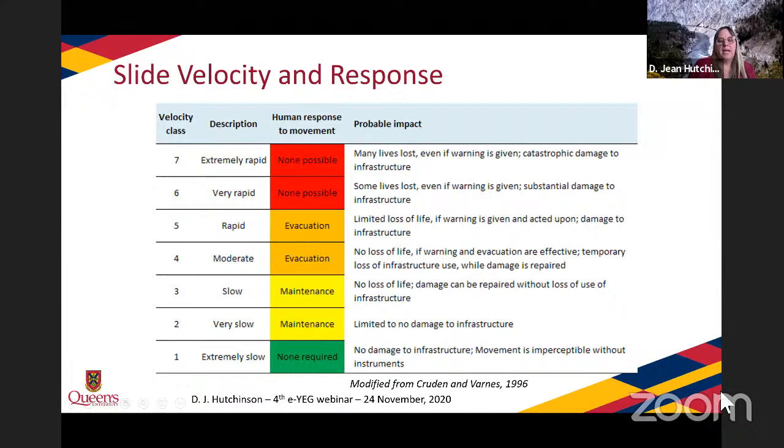And so the probable impact of these rates, if warning is not given or warning is not heeded, are that in the non-possible categories of 6 and 7, many lives are likely to be lost and there'll be catastrophic damage to infrastructure. If we move into the orange levels where evacuation is possible, as long as the warning is given and acted upon, then there'll be limited loss of life, but there still will be damage to infrastructure. And then if we look at, again, the maintenance categories, these are cases where there's no loss of life. And as long as damage is maintained and repaired, there's potentially no loss of use of the infrastructure, or at least a fairly temporary loss of use of the infrastructure.